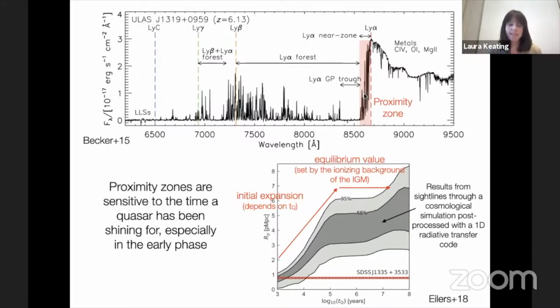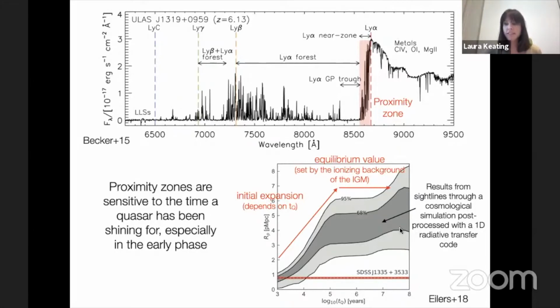And what's cool about these proximity zones is they're sensitive to how long the quasar has been shining for, especially if it's in the early phase of this. And so this is a plot from a paper from Christina Eilers showing the evolution of the proximity zone size as a function of quasar lifetime.